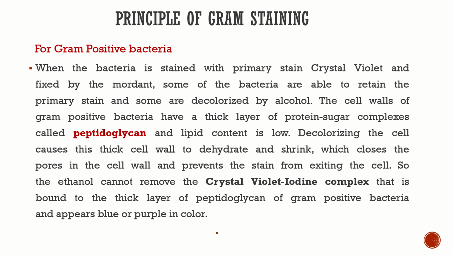Why does it happen? Because the cell wall of gram positive bacteria has a thick layer of protein-sugar complex, called peptidoglycan, and the other content, lipid, is very less in the cell wall. When we add the crystal violet and the mordant, iodine, these two bind to form a complex called the crystal violet and iodine complex. This complex remains in the cell wall of the bacteria.